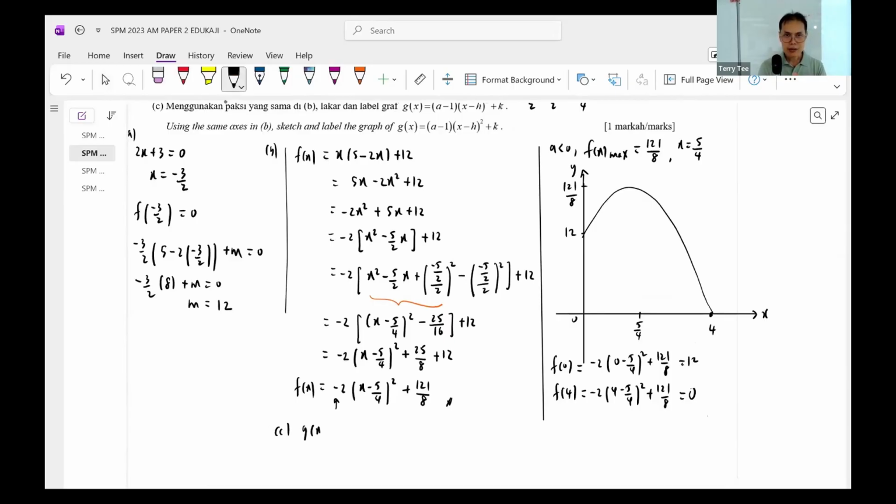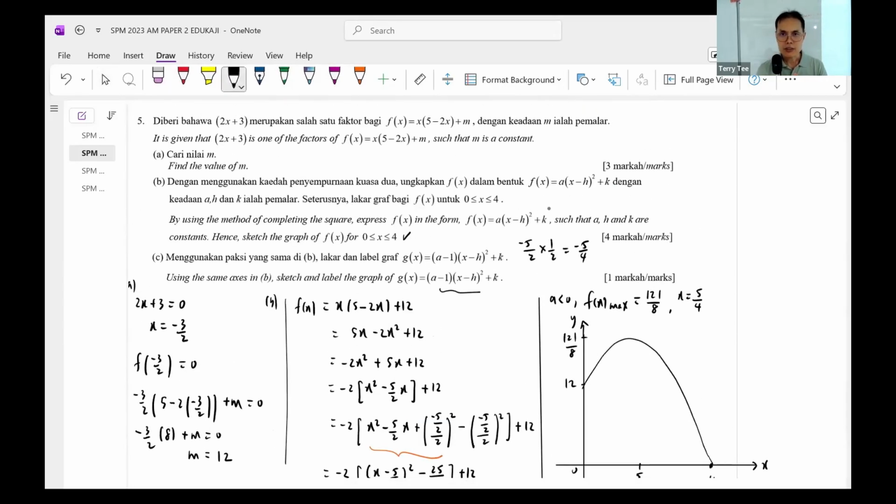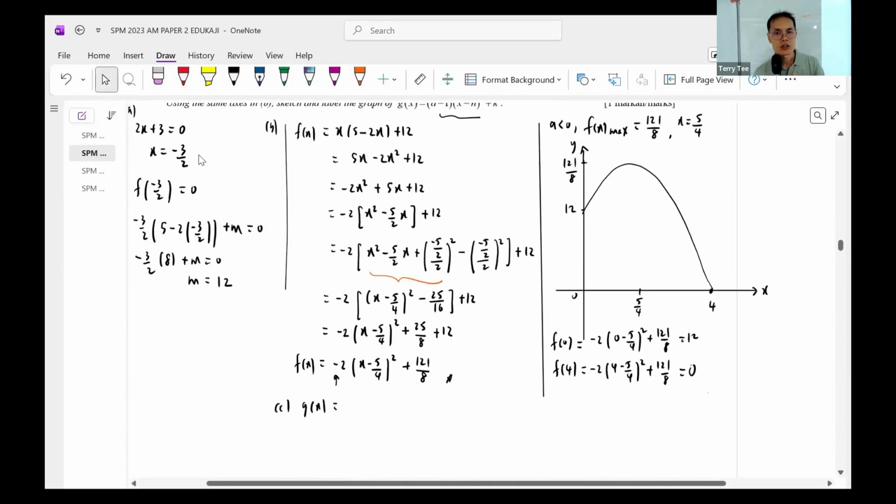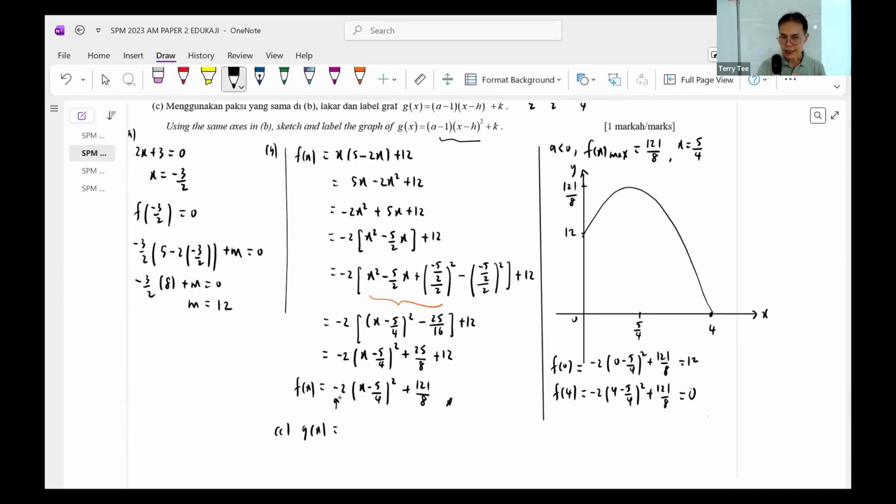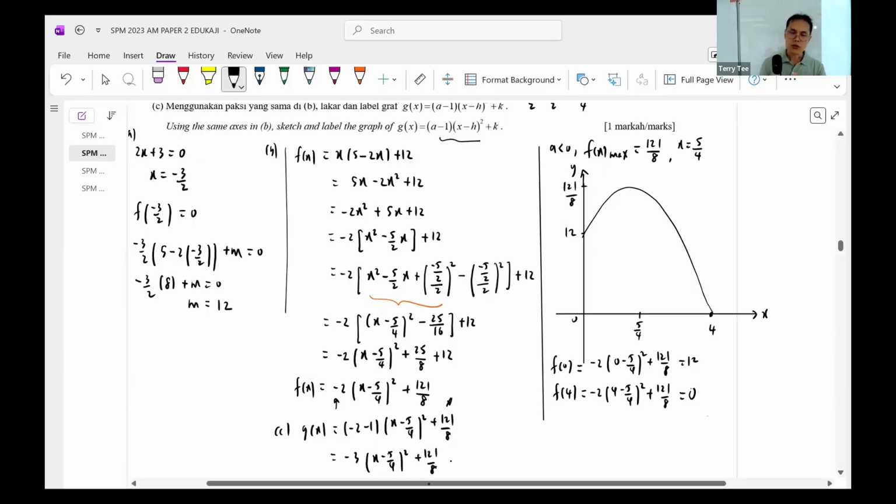Your g(x) is now a minus 1. Before this, this is your a. See this? Now it becomes a minus 1. So you're going to change your coefficient of x squared, the a here. So this is minus 2 minus 1, x minus 5 over 4 squared plus 121 over 8. That gives us negative 3 times (x minus 5 over 4) squared plus 121 over 8. So what happens if your a is bigger, or should I say has a higher magnitude?